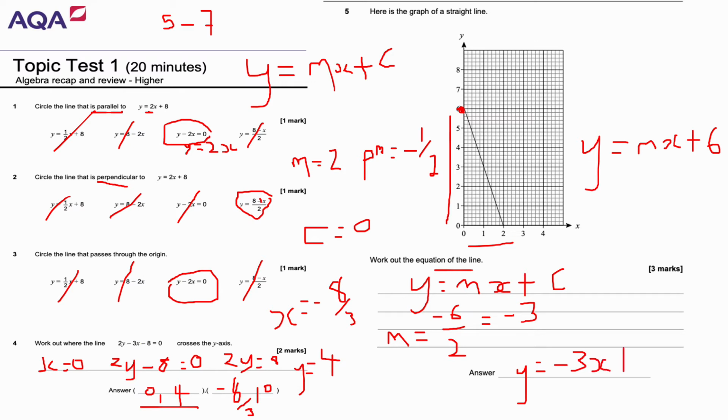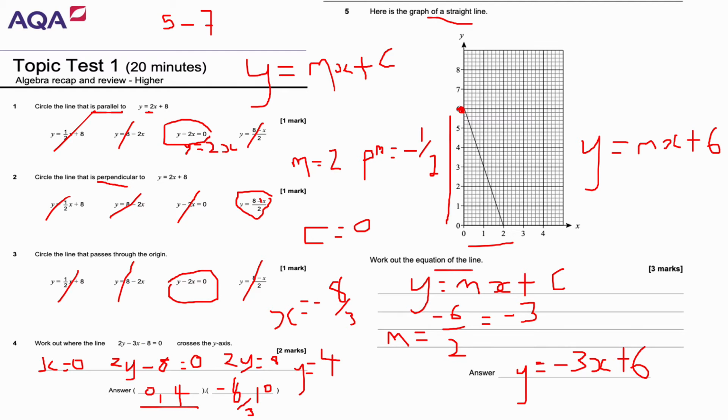I would not recommend writing it as 6 minus 3x, because examiners, generally speaking, for AQA, Edexcel and OCR would want it in the form y equals mx plus c. It's only when we start doing A-level maths that it can be expressed in different ways, but we always want it in the form y equals mx plus c.